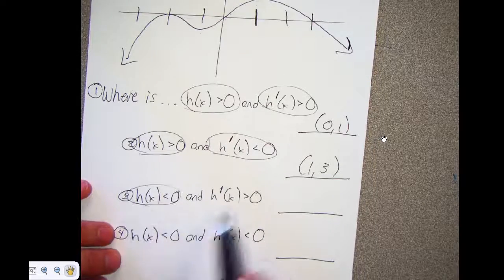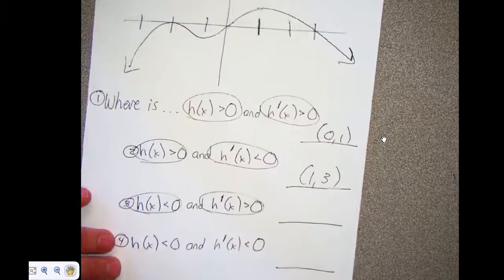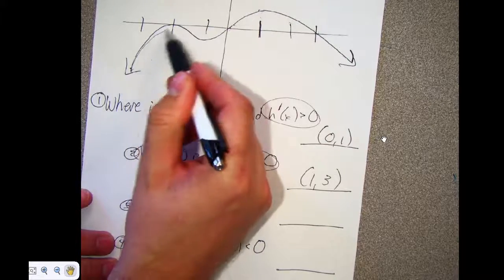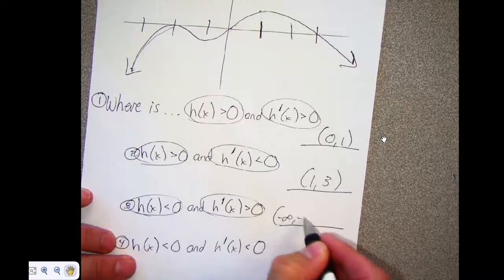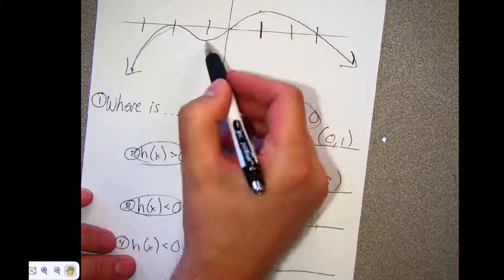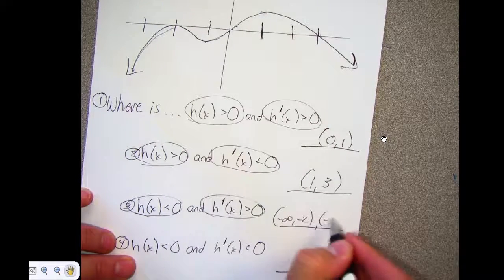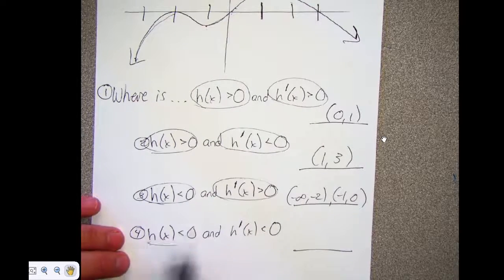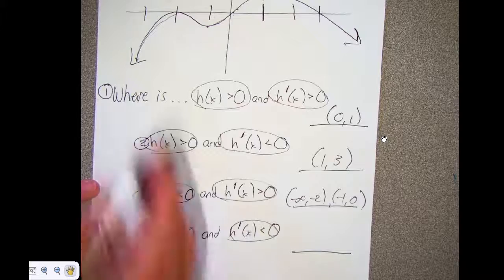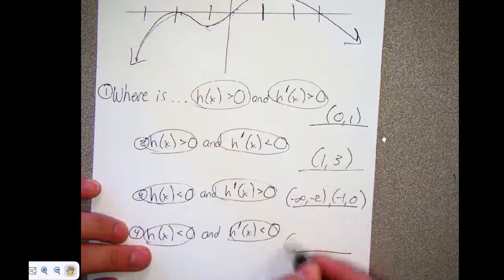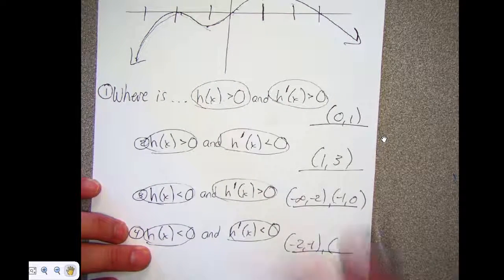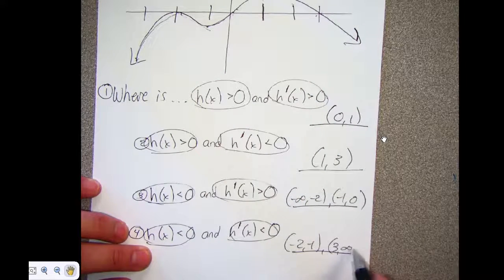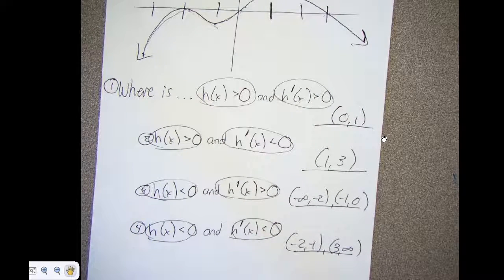Alright, so now we're below the axis and a positive slope. So that is from negative infinity to negative 2, and from negative 1 to 0. And then this last one is below the axis and a negative slope. So that is from negative 2 to negative 1, and 3 to positive infinity. Questions there? We good? Does this help?